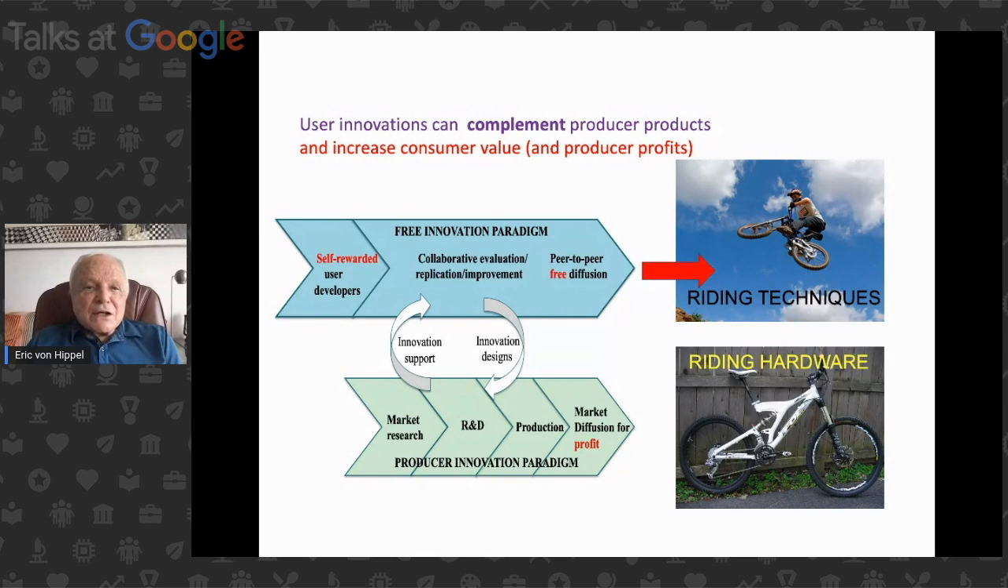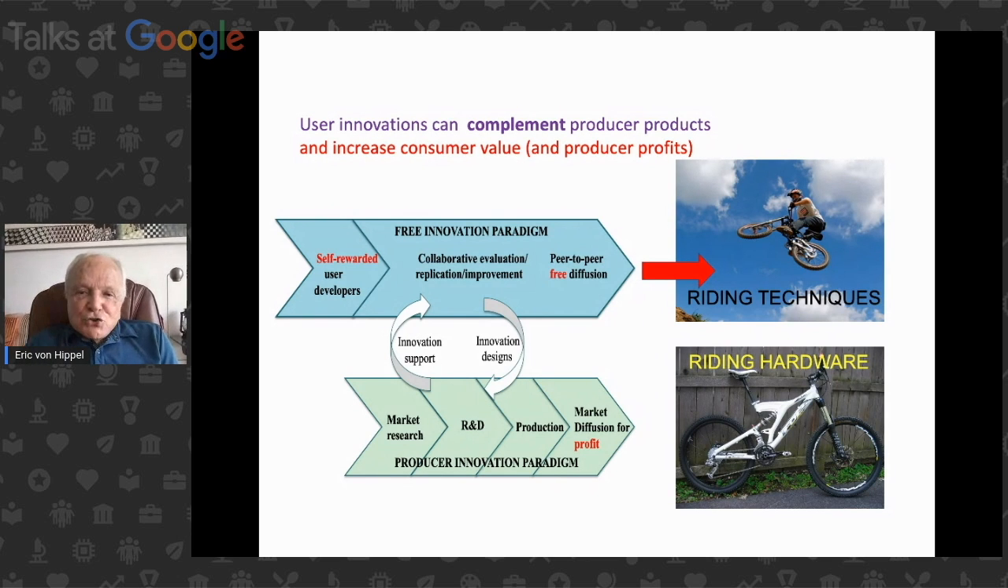Now, fascinatingly enough, user innovations can complement producer products and increase consumer value in that way. So what we have here is manufacturers of mountain bikes. They make those. But the only reason that a mountain bike is useful is because there are mountain biking techniques. These mountain biking techniques are what give value to a mountain bike with its special attributes. All of these techniques are developed by users.